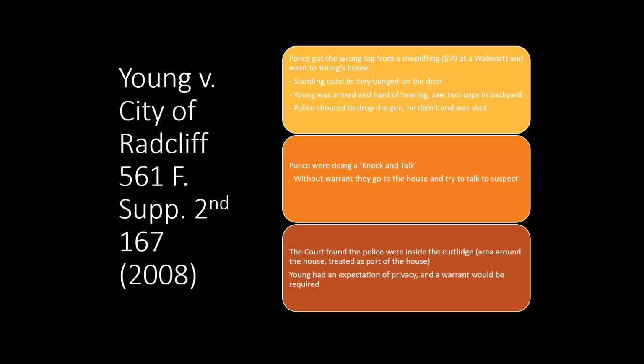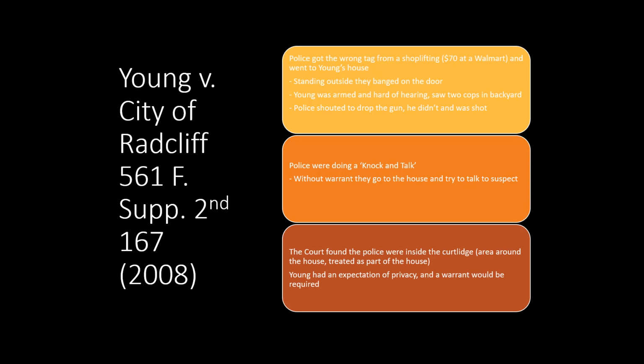The court, in its analysis, said, well, you know what? You weren't technically in the house, but you were in something called the curtilage. Now, the curtilage is the area that immediately surrounds the property. And by the way, to clear up that shooting in the backyard, when he saw the two cops, he claimed he couldn't identify they were police officers because they hadn't announced themselves yet. He didn't know who it was.